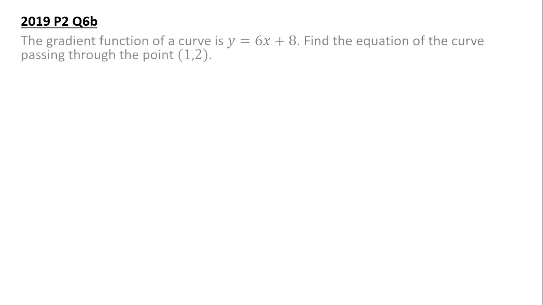(2019). The gradient function of a curve is y equal to 6x plus 8. Find the equation of the curve passing through the point 1, 2. The gradient function of a curve is y equal to 6x plus 8. Find the equation of the curve passing through the point 1, 2.